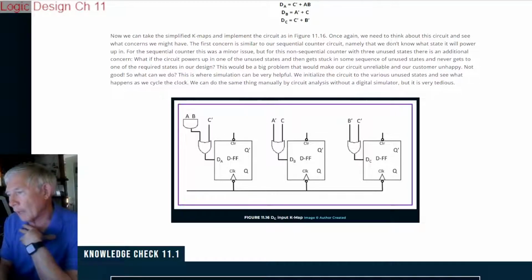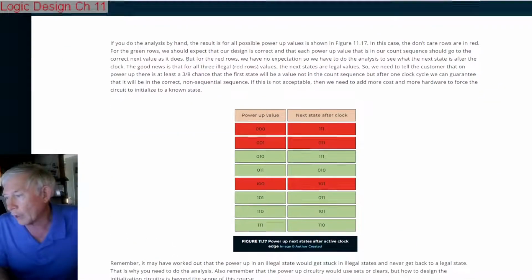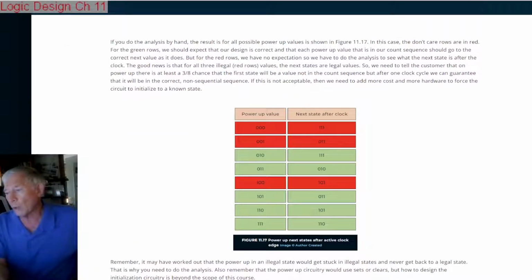What about this flip-flop? Well, we know A prime is a 1, so on this clock cycle, the D is going to go to a 1. And then we know both B prime and C prime are 1s, so on the next clock cycle, all 3 flip-flops are going to a 1. So the good news is, 111 is one of our desired sequences, so we're going to be good. So we know from 000 we're going to go to 111.